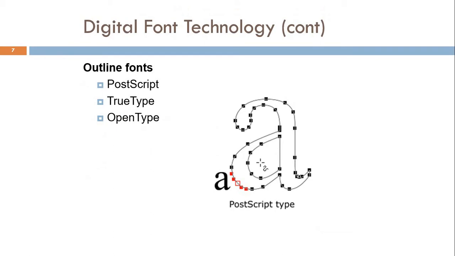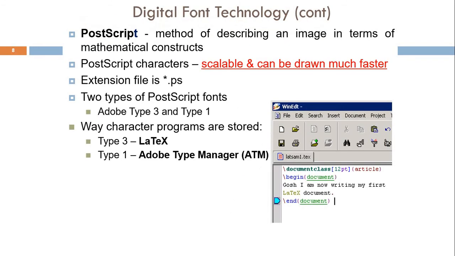Second category is outline fonts. And it divides into three methods, which are PostScript, TrueType, and OpenType. PostScript is the method of describing an image in terms of mathematical constructs. This type of characters is scalable and can be drawn much faster. It can be saved as .ps format. PostScript fonts divide into two types: the Adobe Type 3 and Type 1. Here are the ways character programs are stored. Type 3 in LaTeX documents. Type 1 for Adobe Type Manager.